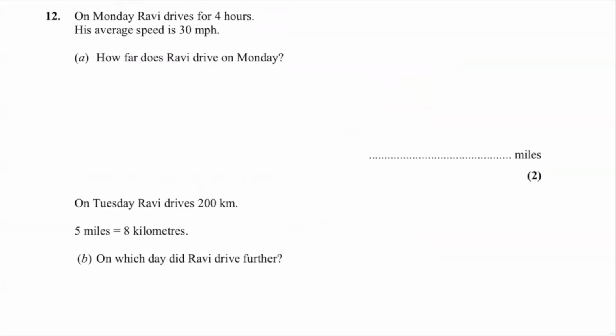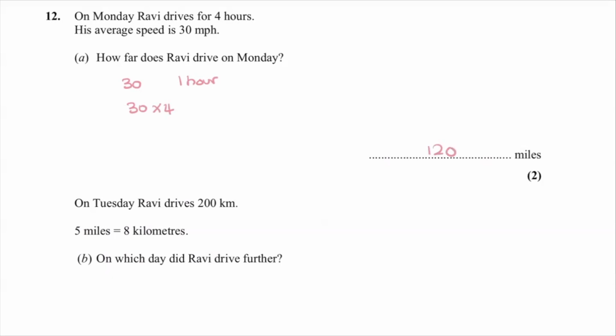Okay, so Ravi drives for 4 hours at an average speed of 30 miles per hour. That means he's doing 30 in 1 hour. We want to know what he's going to do in 4. So it's 30 times 4, which is 120 miles.